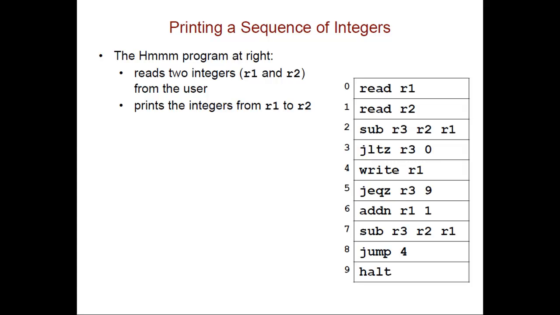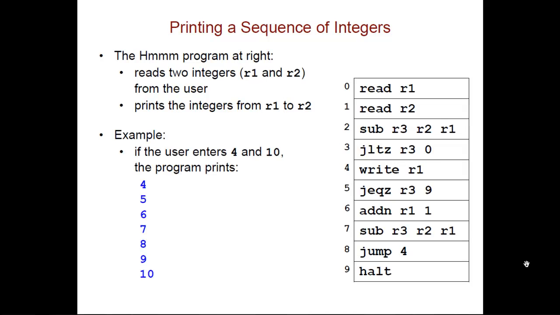And the purpose of this program is to read in two integers. One of them gets read into R1, one into R2. And then to print the sequence of integers from R1 to R2. For example, if the user enters 4 and 10, the program would print the integers from 4 to 10.